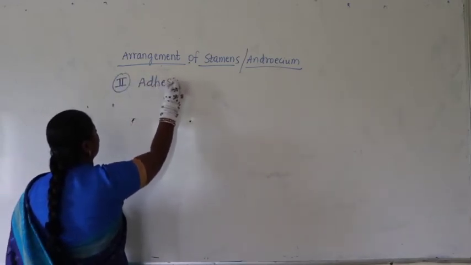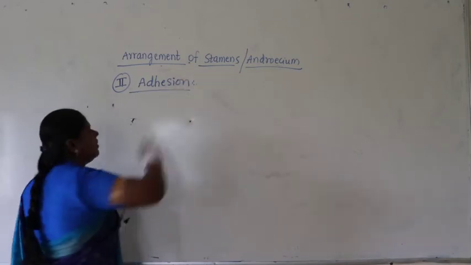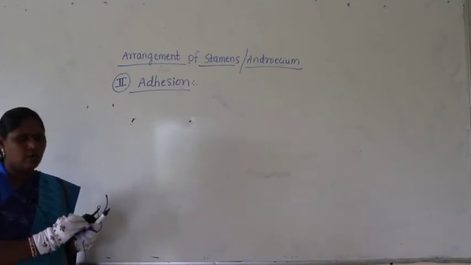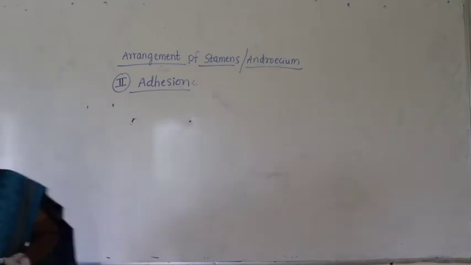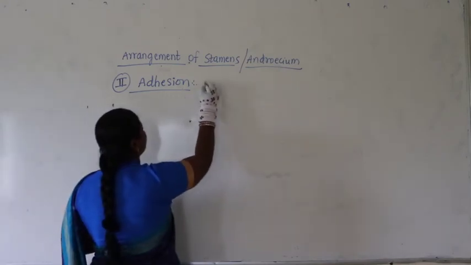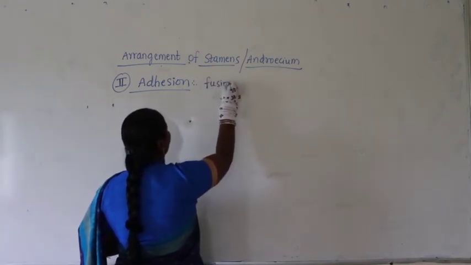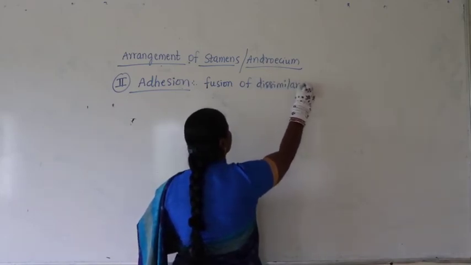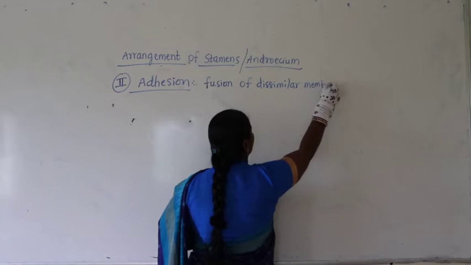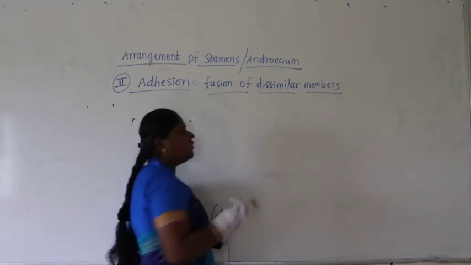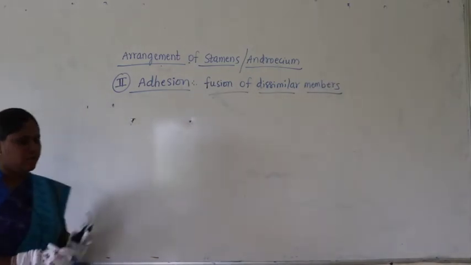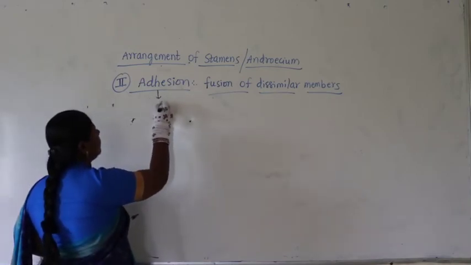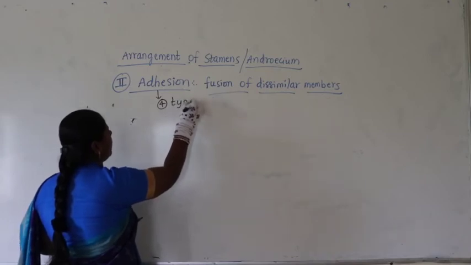Adhesion. Right. What we have to understand about adhesion is nothing but the joining of dissimilar members. It is the union, or we say fusion, of dissimilar members. Now this is again divided into 4 types. What are the 4 types? Let us take the first one.